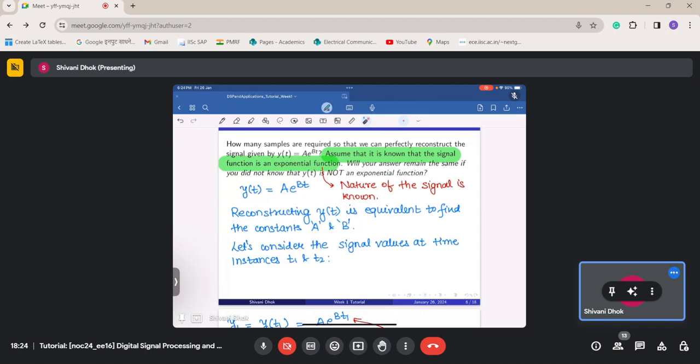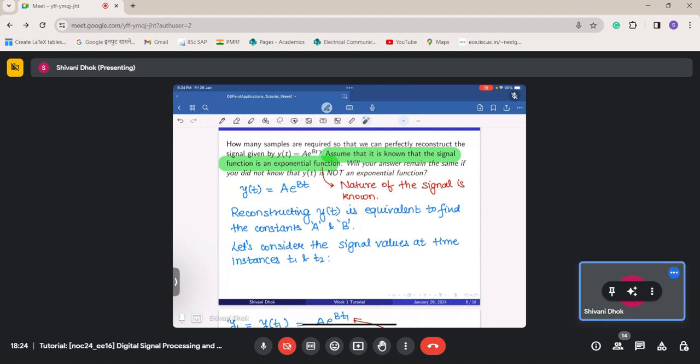Ma'am, here the y(t) is given, the expression, it is an exponential signal. So if any signal is given here, the expression should be given. So from that expression we can conclude that this signal may be exponential or other signals like that.